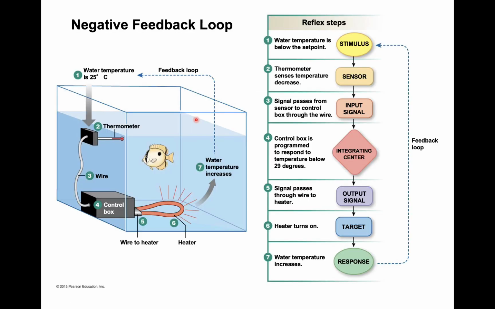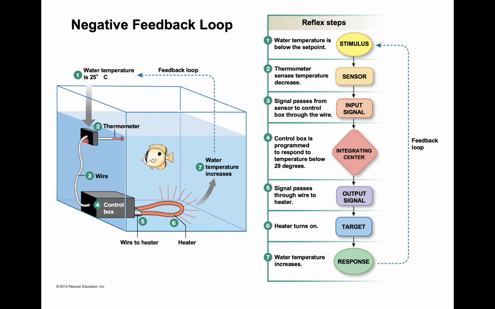So what's a good everyday example of our negative feedback loop? A really good everyday example is a tropical fish tank. You've got your tropical fish, you've got the water, you've got the thermometer, a wire, a control box, and then the water heater. So tropical fish must live at relatively warmer temperatures of water. Let's say the water temperature goes a little bit lower than what we'd like. Well, that lower temperature is the stimulus. It will be sensed by the thermometer.